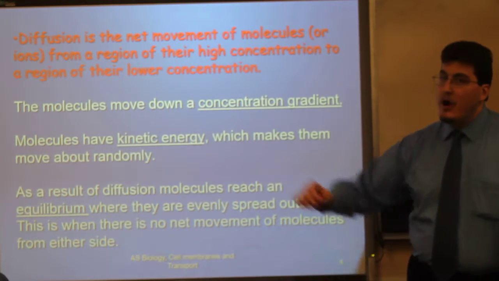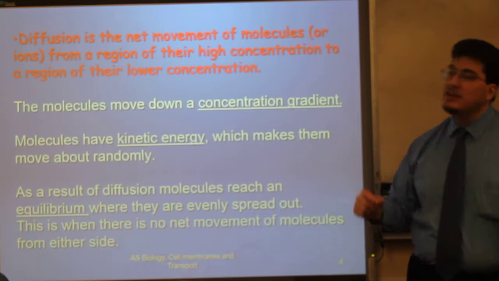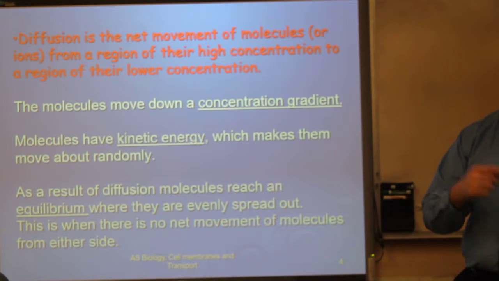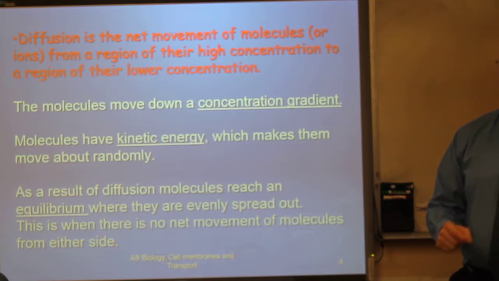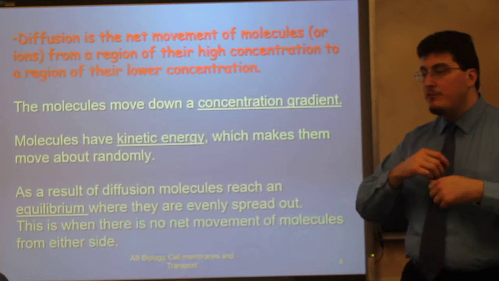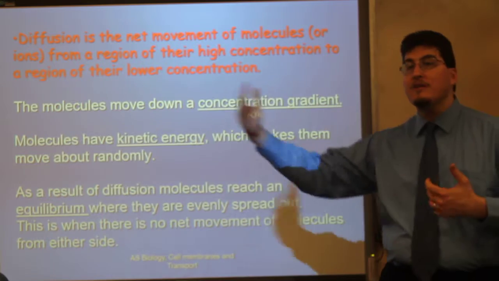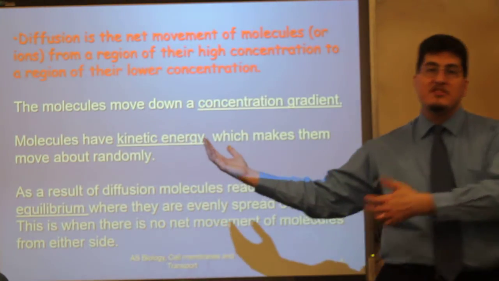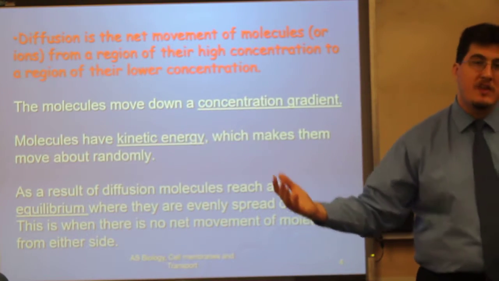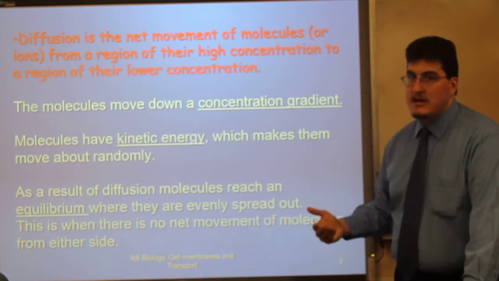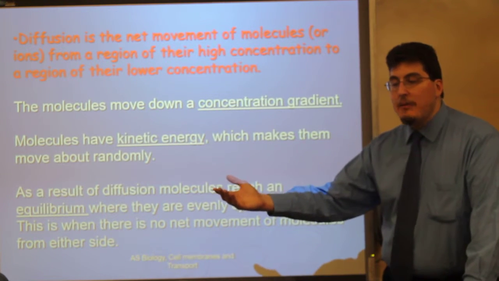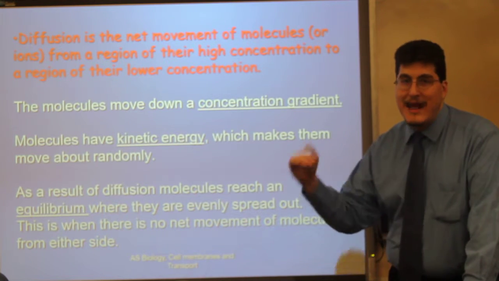Equilibrium is where there is no net movement of molecules to either side of a membrane. No net movement. That means that for every particle that moves to one side, there should be the same number of particles that move to the other side. So there's no net. Your income is the same as your expenditures. You have no net profit.